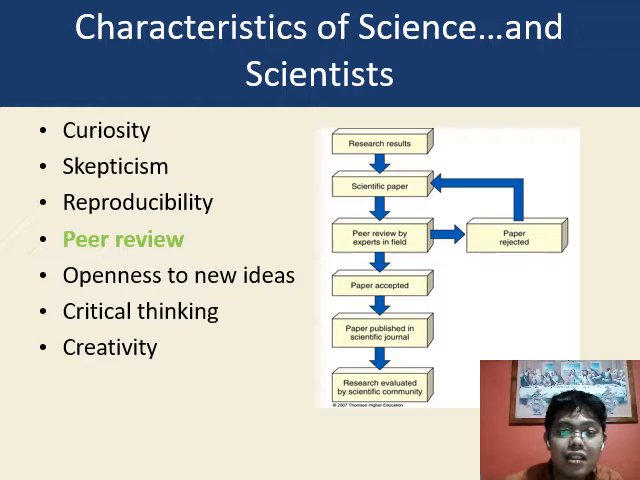And in research, results like scientific papers must be peer reviewed and can either be rejected as well, but if it's accepted, then the paper can be published in scientific journals, and research can be evaluated also by the scientific community.